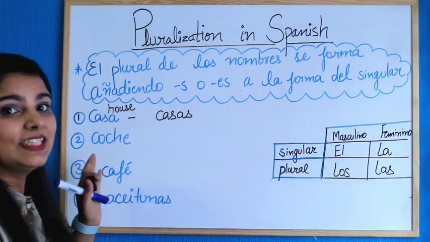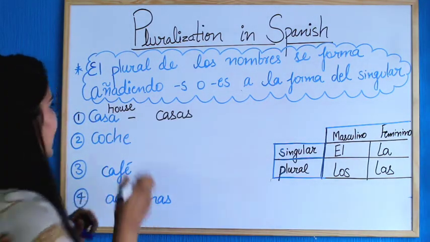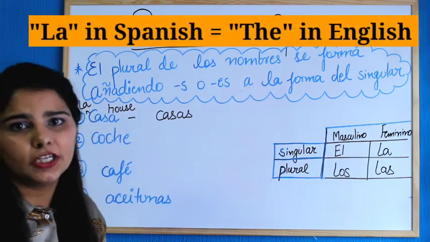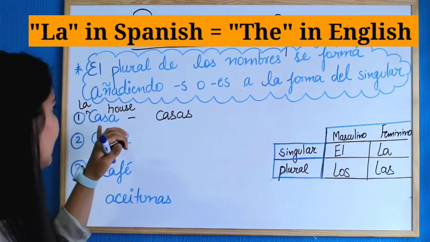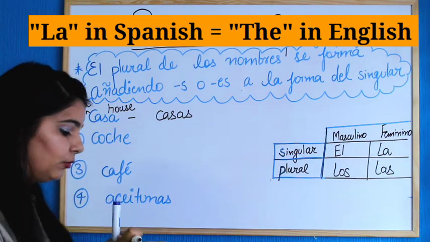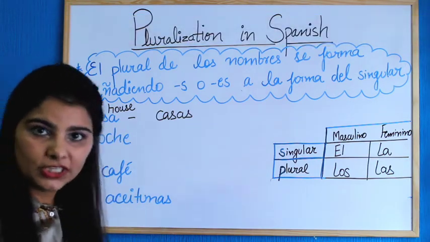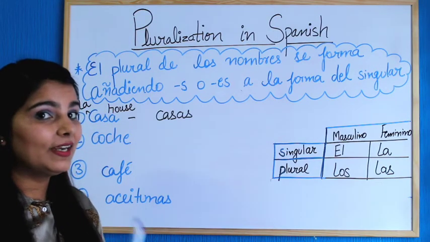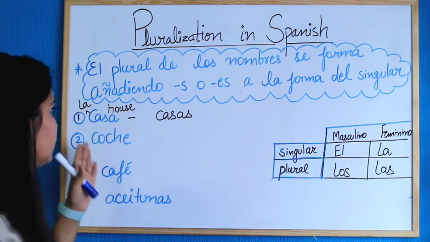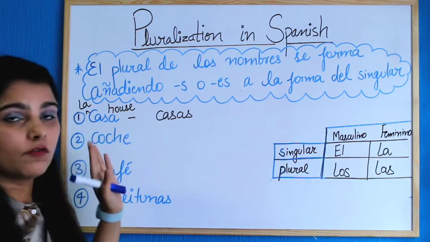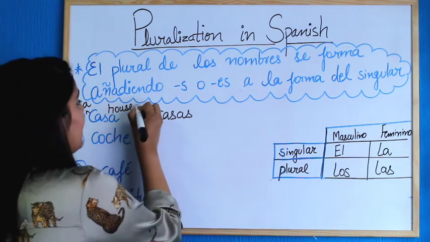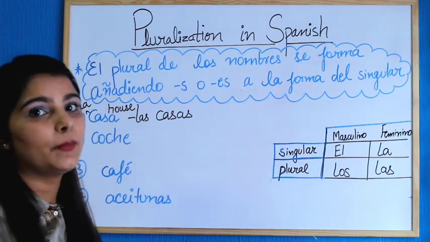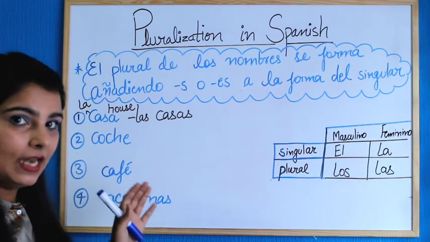Since it's feminine, we can say la casa, just adding an article like the in English, the house, la casa. So in English I would say the house for singular and the houses for plural, but in Spanish it changes. You would say la casa for singular and las casas if you want to pluralize a feminine noun. So la, las.